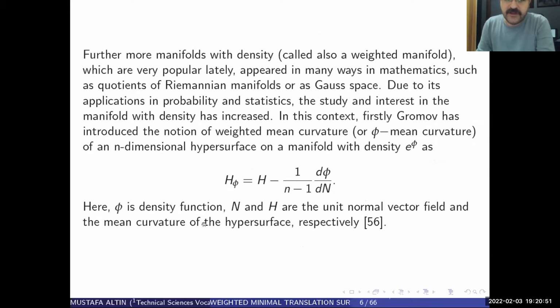Furthermore, manifolds with density, or weighted manifolds, are very popular recently. In this context, Gromov first introduced the notion of weighted mean curvature, or P-mean curvature, of an n-dimensional hypersurface on a manifold with density e^phi as this. Here, P is the density function, n is the unit normal vector field, and H is the mean curvature of the hypersurface.